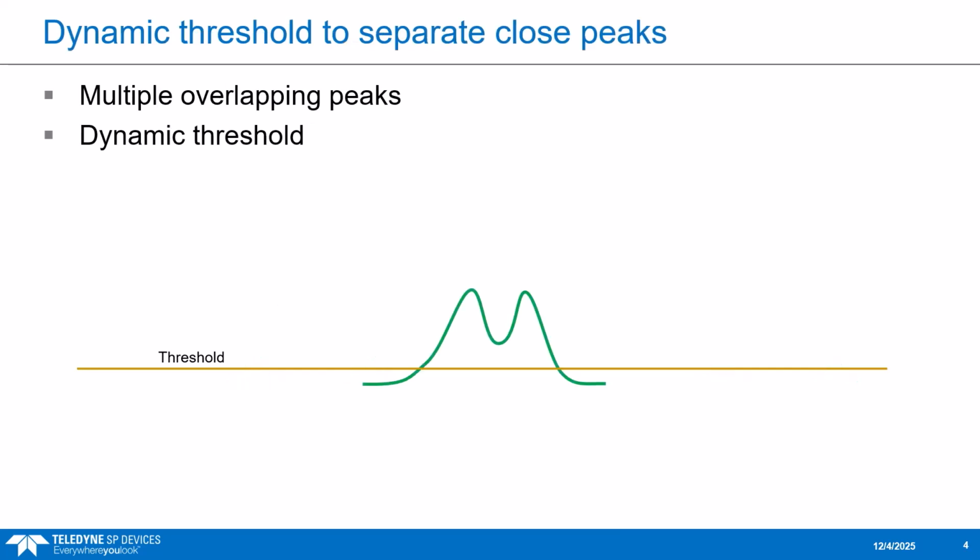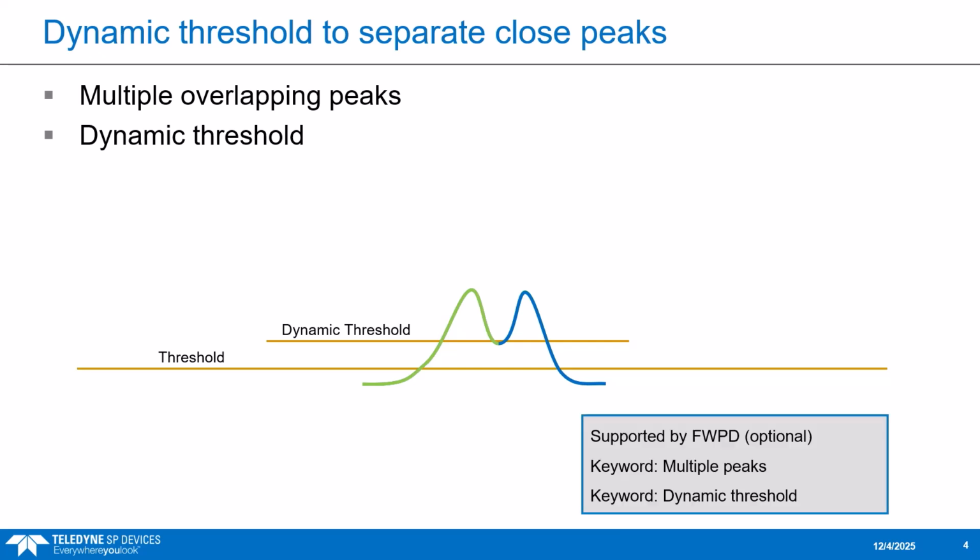When two pulses are partly overlapping, the valley between them does not always cross the threshold. A dynamic threshold is introduced. This mechanism detects the valley and sets an adaptive threshold, enabling separation of the two pulses. This capability is provided by the optional pulse detection firmware. The key features added are multiple peaks and dynamic threshold.